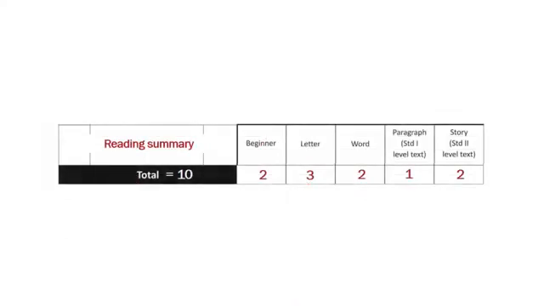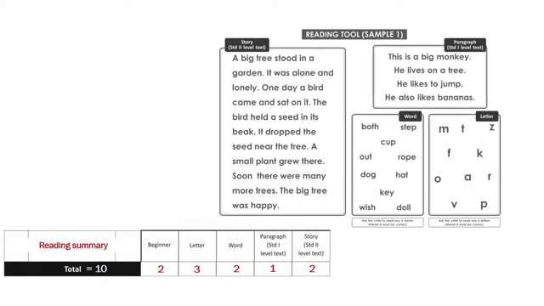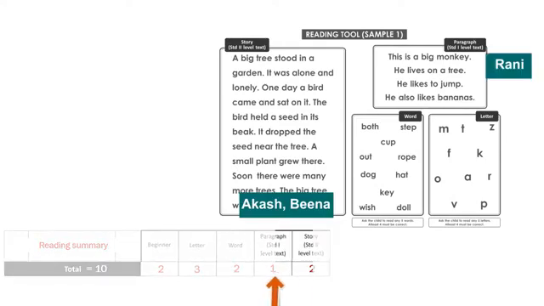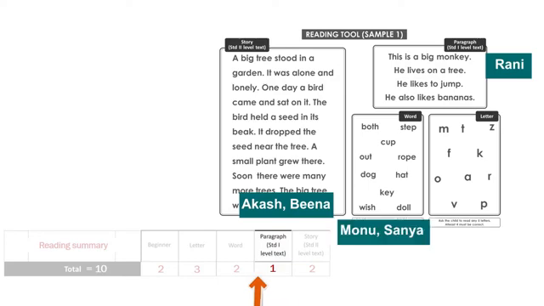This is how your reading summary table looks. Can you tell me in simple words what these results mean? Akash and Beena can read a story easily and are therefore marked at story level. Rani can read letters, words and paragraph but not yet read a story. She is at paragraph level. Monu and Sanya can read letters and words but cannot read a paragraph or story. They are marked at word level.